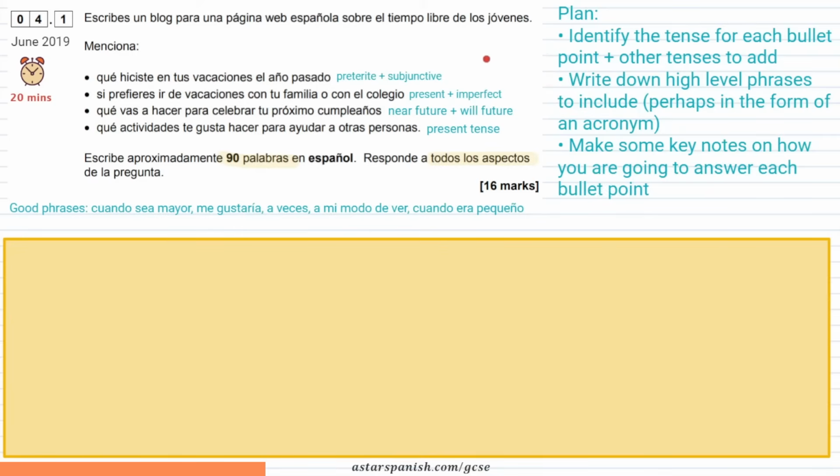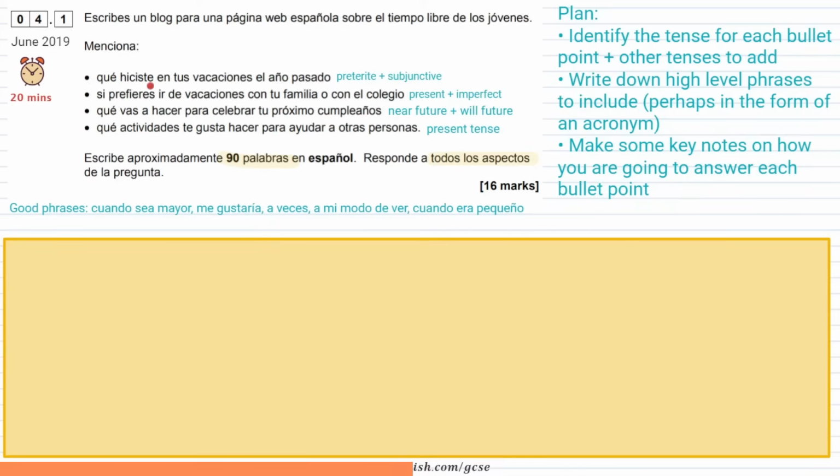If you are looking to score in the top mark band for quality of language in this question, you should use a wider variety of tenses than what's given to you in the question. In this example, the first bullet point, ¿Qué hiciste en tus vacaciones el año pasado?, is written in the preterite tense. So I would begin my answer for this bullet point using the pretérito tense. However, to access marks in the top mark band, I could use another tense, for example the subjunctive.